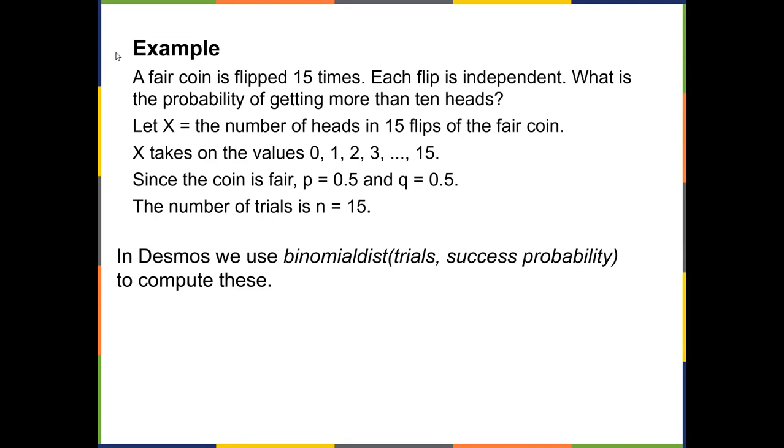A fair coin is flipped 15 times. Each flip of the coin is independent. So that means, again, that what you get on one flip is not going to affect what you get on the second flip or the third flip, etc.